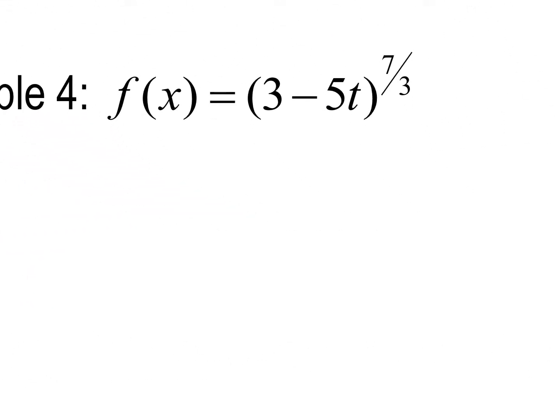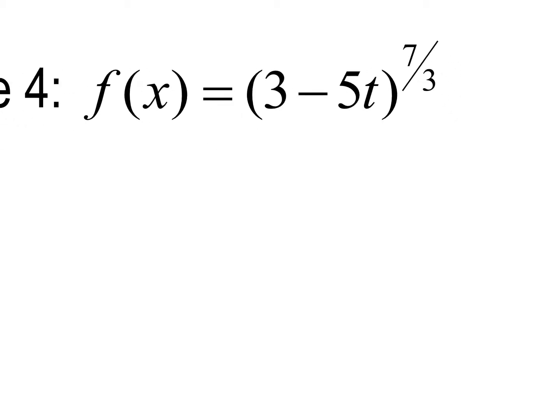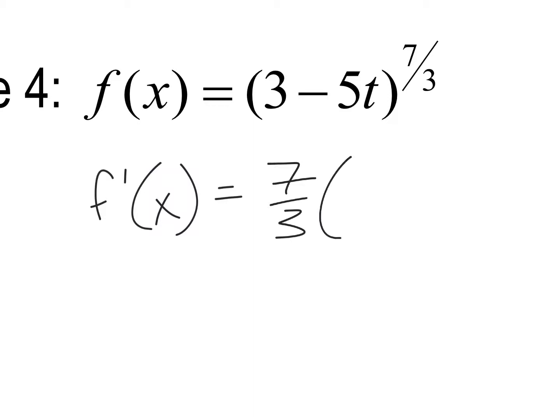This one already is written as a fraction exponent, so I don't have to rewrite it. I can just start by dropping this exponent down in front. So the derivative, notice I'm always using that f prime of x notation. This is the original function, this is the derivative. Make sure you've got that straight in your notes. So I'm going to bring down the 7/3. I'm going to keep the parentheses the exact same. 7/3 minus 3/3 is 4/3.